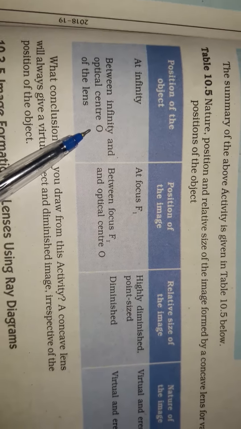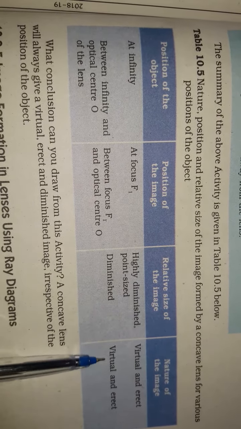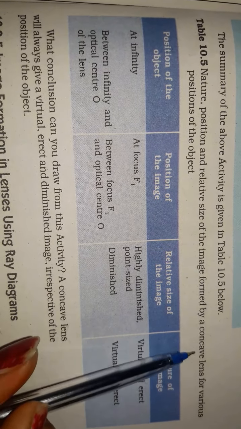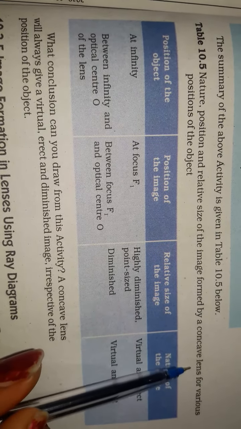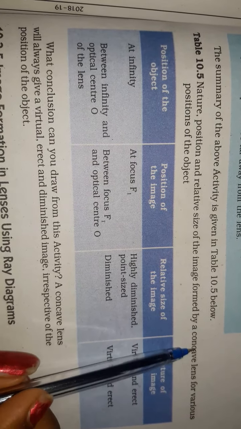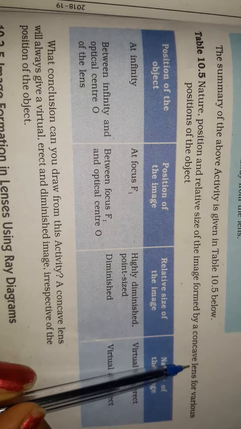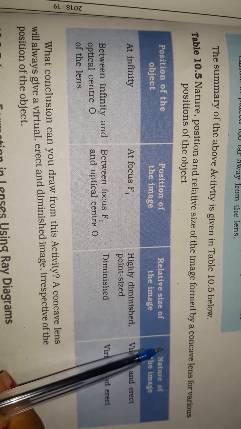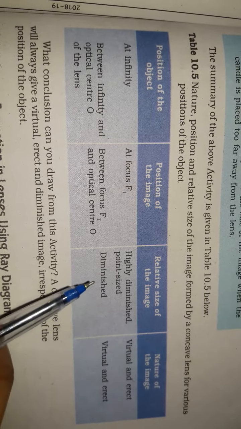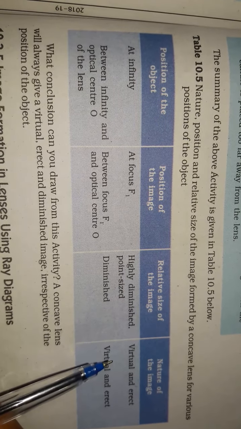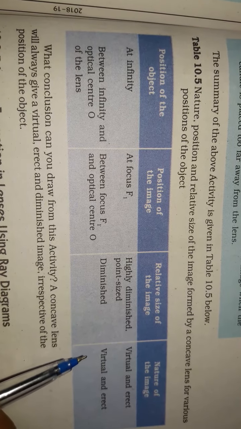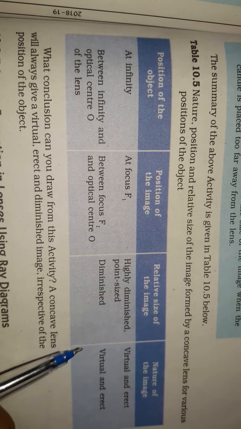The nature of the image is virtual and erect, and the size of the image is diminished in comparison to the size of the object. So these are the only two cases for the concave lens, but in the case of the convex lens I had already explained 6 cases. Out of them 5 are real and 1 is virtual. Okay, so in the case of mirrors I explained a total of 6 cases for the concave mirror and 2 cases for the convex mirror, so a total of 8 cases, and also for lenses the total is 8 cases.